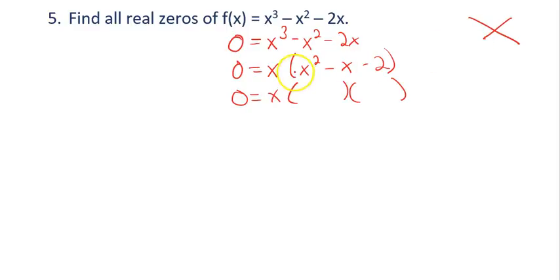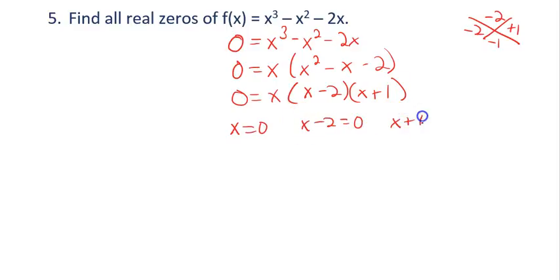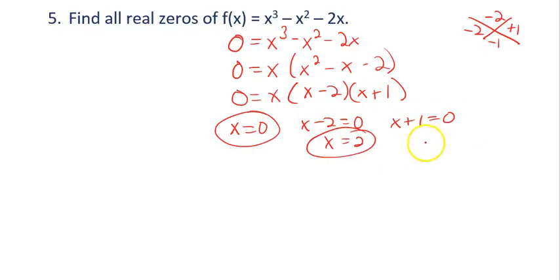So if I use my little x factor, I've got 1 and -2, so it's -2 and -1, so that'll be -2 times +1. So x minus 2 and x plus 1. And then I can find those 3 real zeros by setting equal. So x will equal 0, x minus 2 will equal 0, and x plus 1 will equal 0. So I have 0 as an answer. If I add the 2, I get 2 as an answer. And if I subtract the 1, I get -1 as an answer.